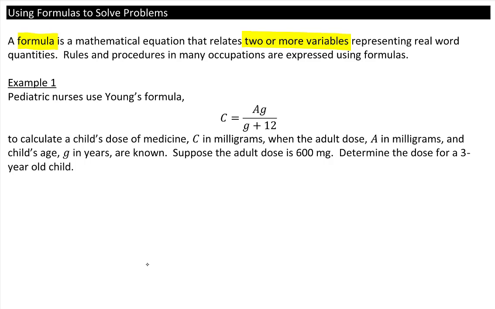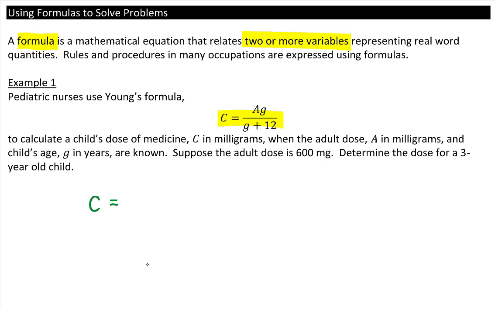Example 1. Pediatric nurses use Young's formula. And Young's formula is C equals A times G divided by G plus 12. And this formula is used to calculate a child's dose of medicine, C, when the adult dose, A, and the child's age, G, in years are known. So suppose the adult dose is 600 milligrams. Determine the dose for a 3-year-old child.